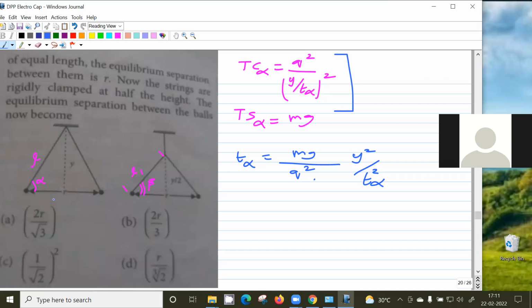Okay, it's given as R, is it? Now the strings are rigidly clamped with the equivalent position between the two points. So R by 2, you can take it as R only. And see, tan alpha is y divided by this distance, so this distance is y by tan alpha. So R is twice y by tan alpha. So you can write this as R only.